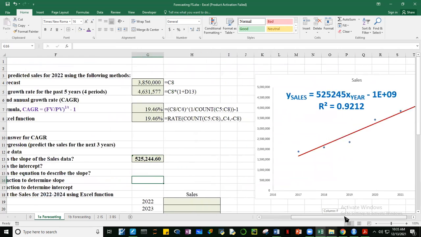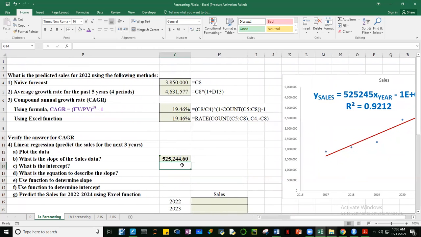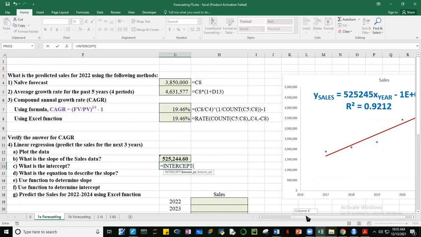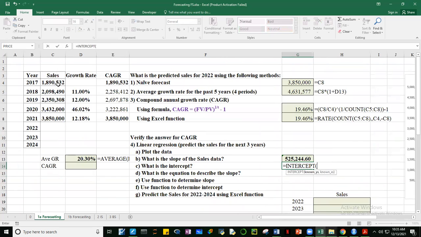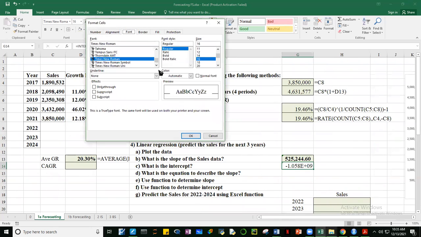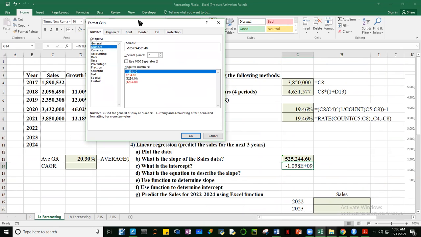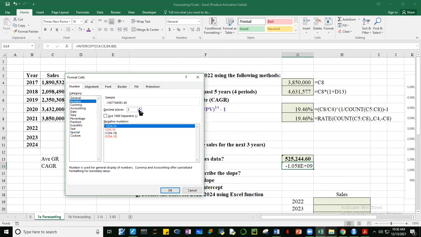Okay. And then how about the intercept? Ganun din, it's equal to intercept. So there's the intercept function. Ganun din, known y's and known x. Known y's, comma, known x. Be careful, guys, kung ano yung y at saka kung ano yung x. Okay, so ito, gawin natin control 1, gawin natin number, kasi naka-scientific notation siya. Number, huwag na natin lagyan ng decimal place.